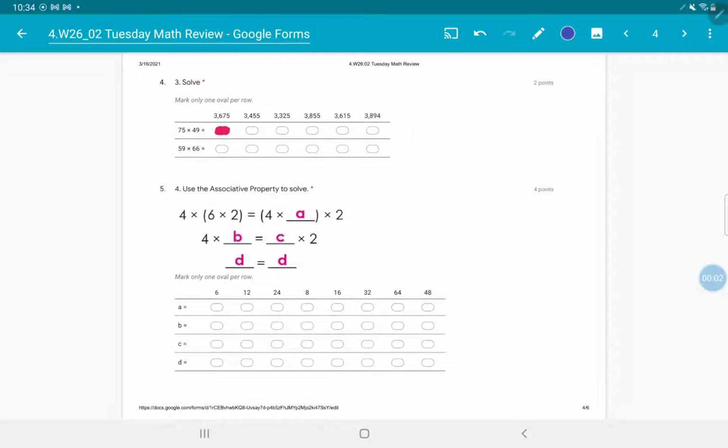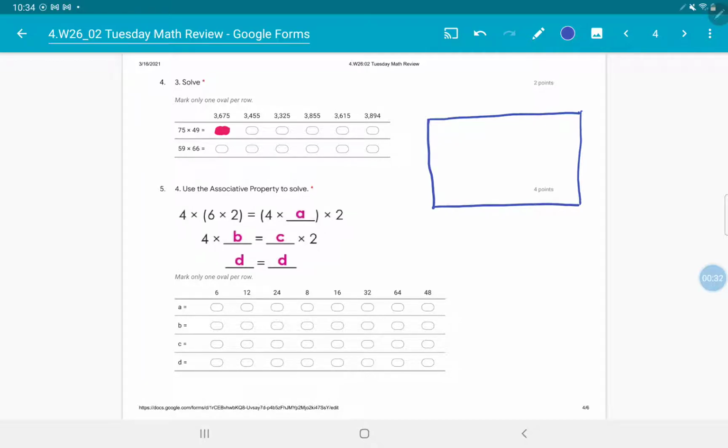Multiplying 59 times 66. How will I set that area model up, Ansley? You put 66 on the top and 59 on the side. Okay. All right, so I'm making my area model. What shape is an area model? A square. Is it a square?